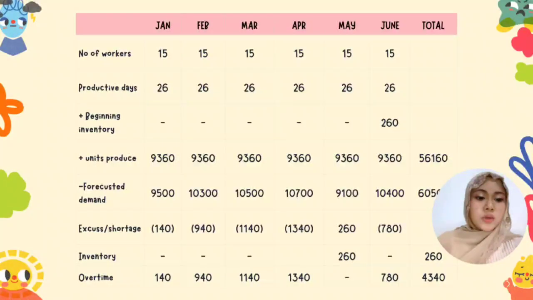So for the total forecast demand, we got 60,500 units. For the units produced, we got 56,160 units, and for overtime we got 4,340.